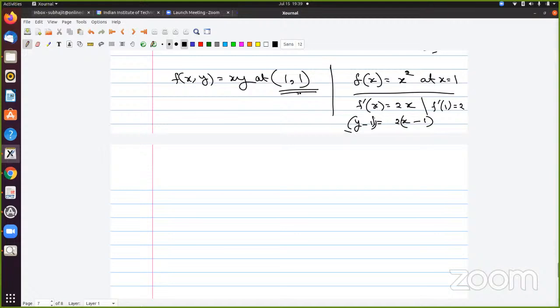Okay, sir. You normalize it when some vector is given and you need to find the unit vector. In that case, we want the direction. But here we do not want to normalize, right? This is the point here. Okay.